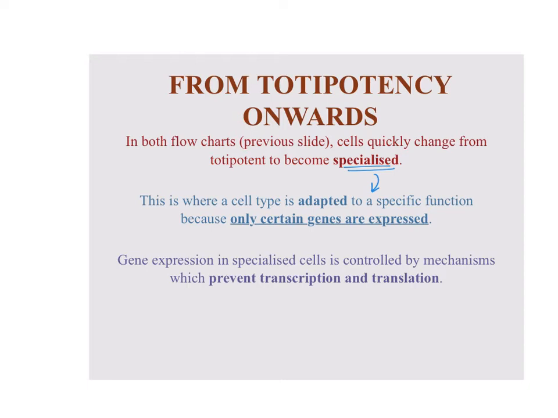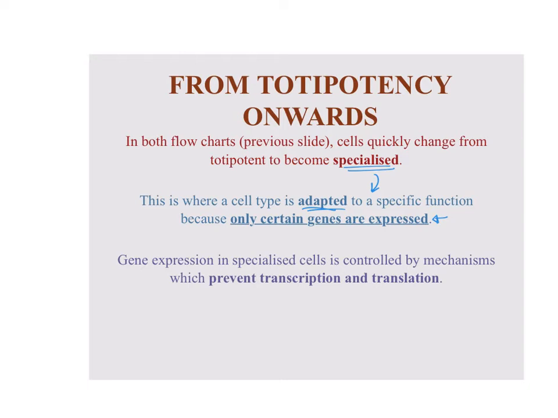At GCSE, it was a cell able to do a specific job or suited to do a specific job. But this time you have to say that specialisation is where a cell type is adapted to a specific function, and the key A-level difference is because only certain genes are expressed.